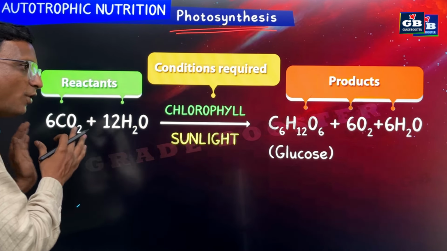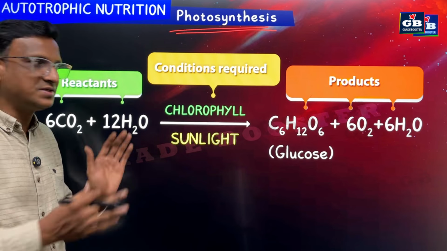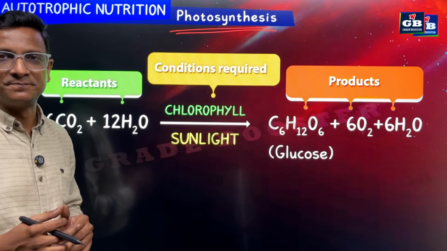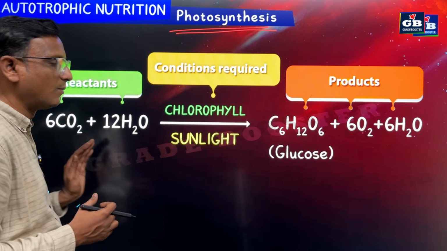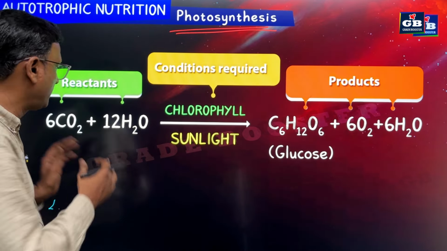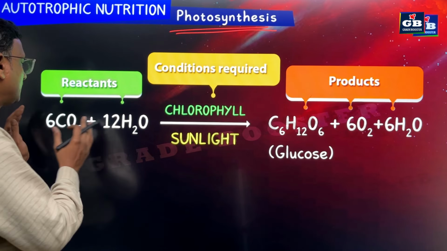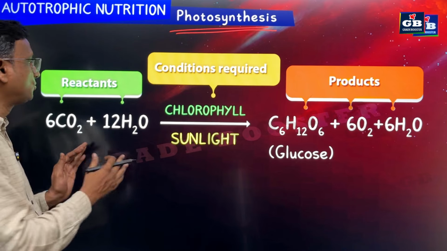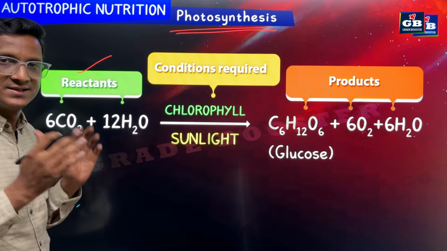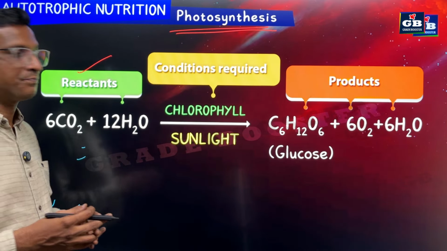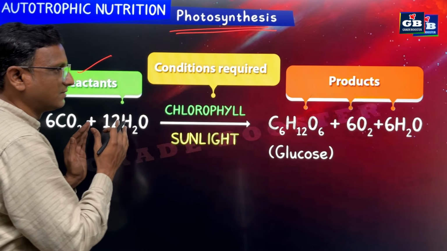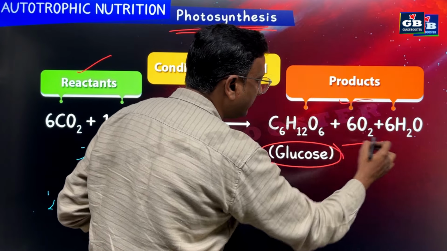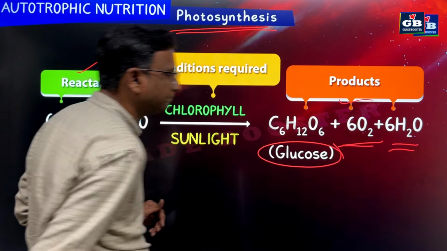So now this is in the form of a chemical equation because it is a kind of chemical reaction. We are studying this in chemistry. Chemical reactions are presented in the form of equations. So here it is an equation. The starting materials of this equation, 6CO2 plus 12H2O, are called reactants. Starting materials are called reactants. So these reactants are converted to these products. What are they? Glucose, oxygen and water.